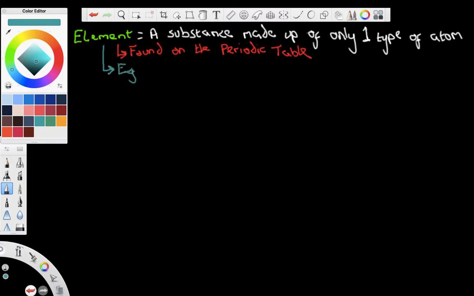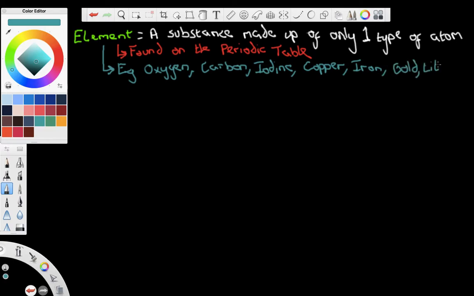If we think of some examples of elements that are found on the periodic table, we've got some non-metals, so e.g. we've got oxygen, we've got carbon, we've got iodine, and we've also got some metals such as copper, iron, gold, lithium. These are all examples of elements because they're only made up of one type of atom. So oxygen molecules, or oxygen as a substance, is only made up of oxygen atoms. Carbon is only made up of carbon atoms.